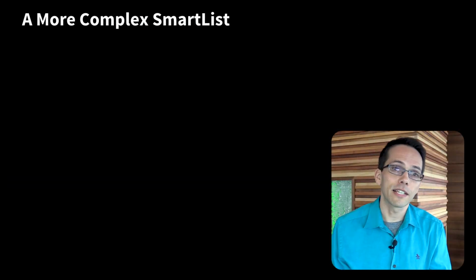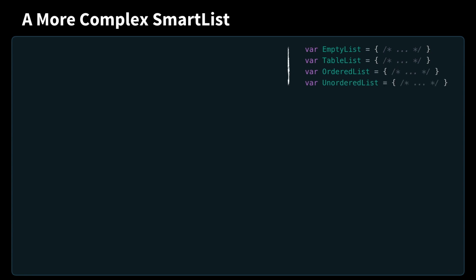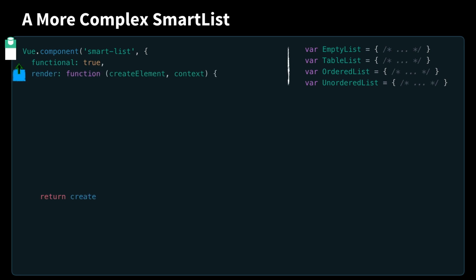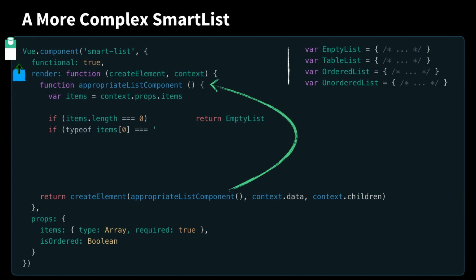Let's take a look at a more complex function, which is straight out of the Vue documentation. Here you can see I have 4 different components: empty list, table list, ordered list, and unordered list. I have a smart list functional component, which returns a vnode through the createElement function, calling an appropriate list component function, which we'll declare in a minute. It has 2 different props. That appropriate list component checks to see if my items length is 0, and then returns empty list. Otherwise, if it's an object, return table list. If it's ordered, then return ordered list. Otherwise, return unordered list. We're essentially delegating to the appropriate component using a functional wrapper component.